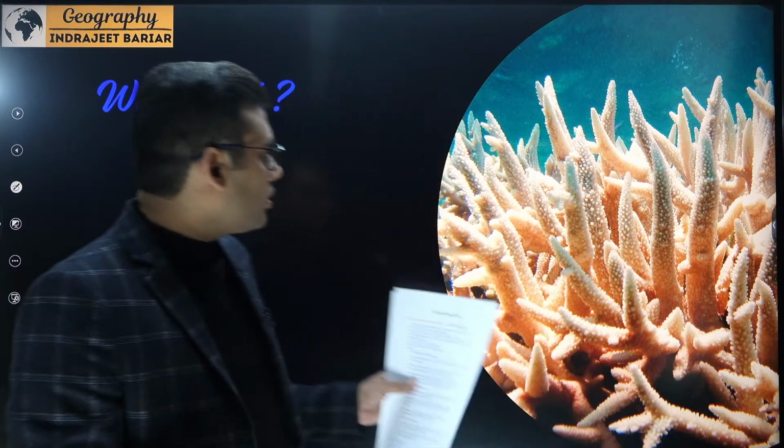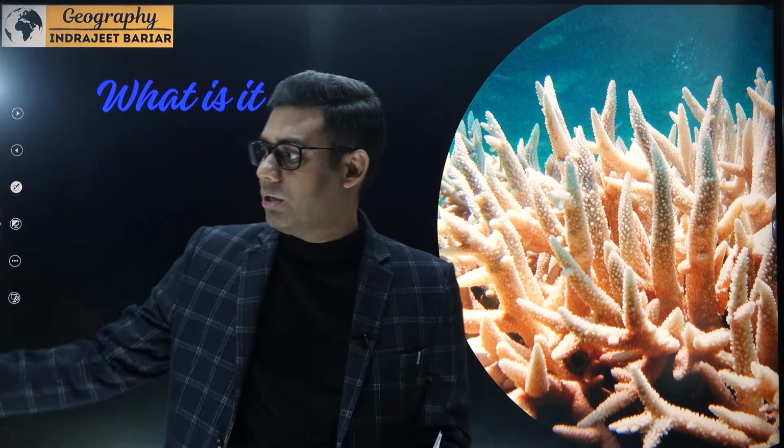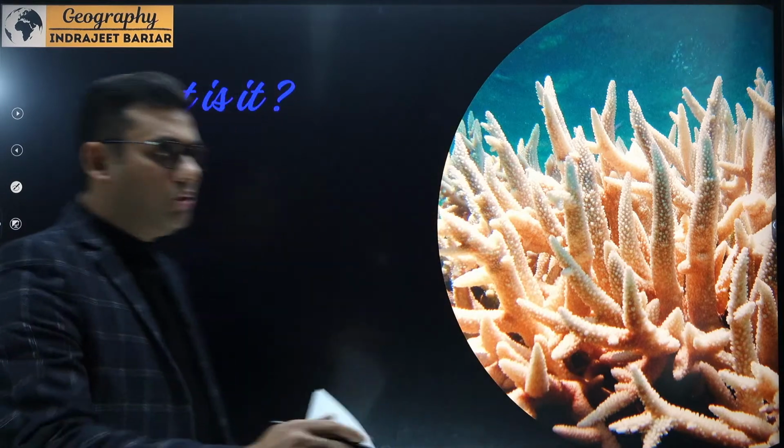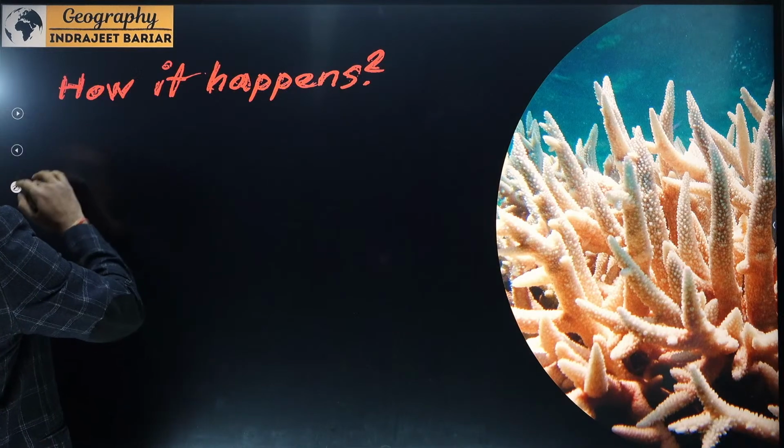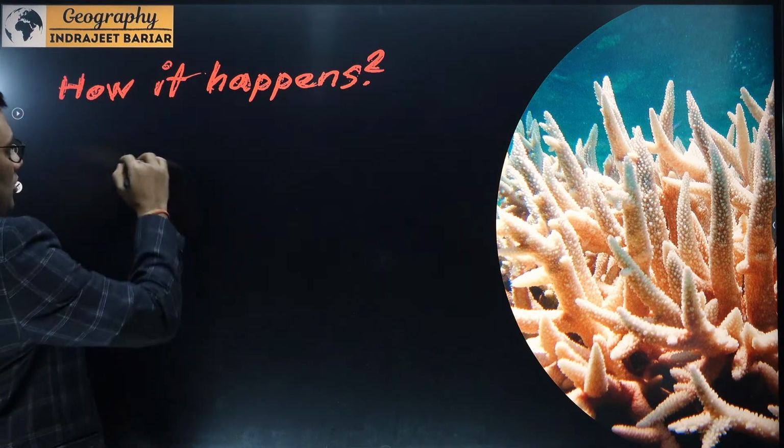As the zooxanthellae is expelled from the body of the corals, the white color of the reef, which is made up of calcium carbonate, gets exposed. And that's where the colorful coral reefs start turning white. This is why we call it coral bleaching. So coral bleaching is principally the corals under stress expelling zooxanthellae from their body. Now the idea is, under what conditions does coral bleaching happen?